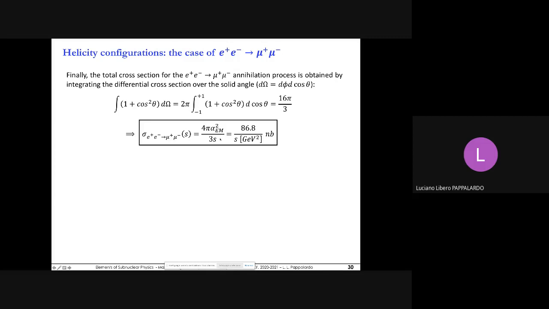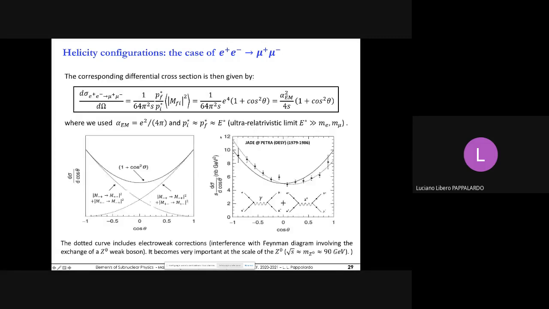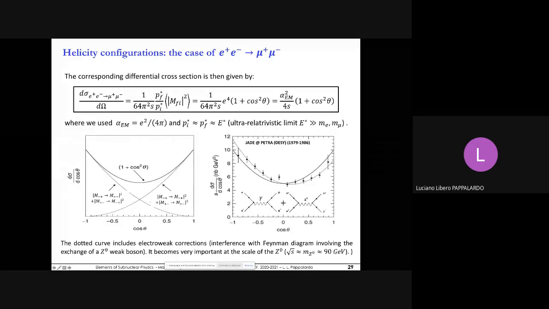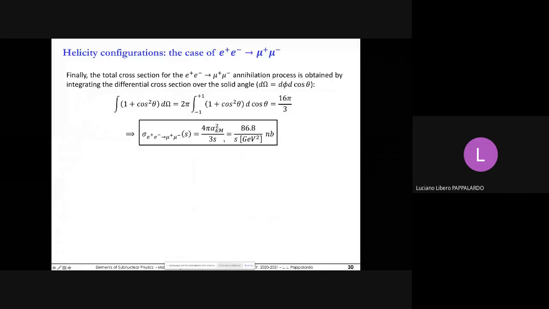On top of this, if you remember, we have this factor here. And so this is, at the end, the expression of the total cross-section for the e plus e minus annihilation process as a function of energy. Why of energy? Because this is a function of the s Mandelstam variable, which is, as you know, the square of the center of mass energy.